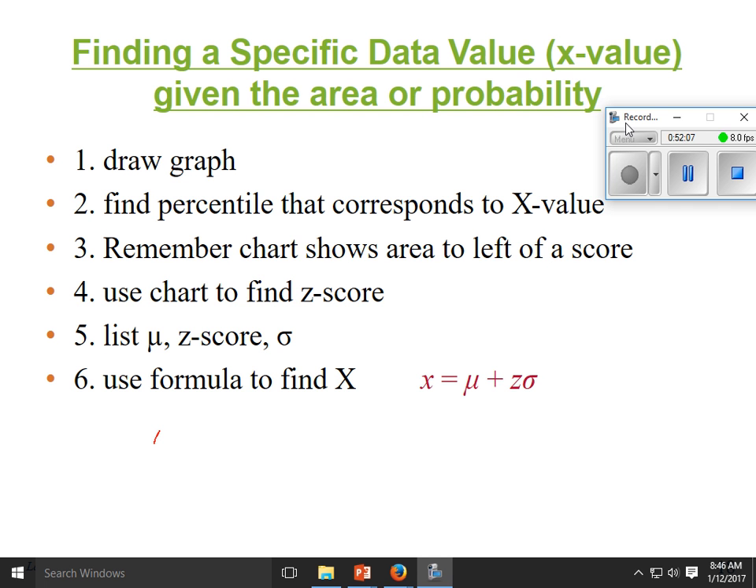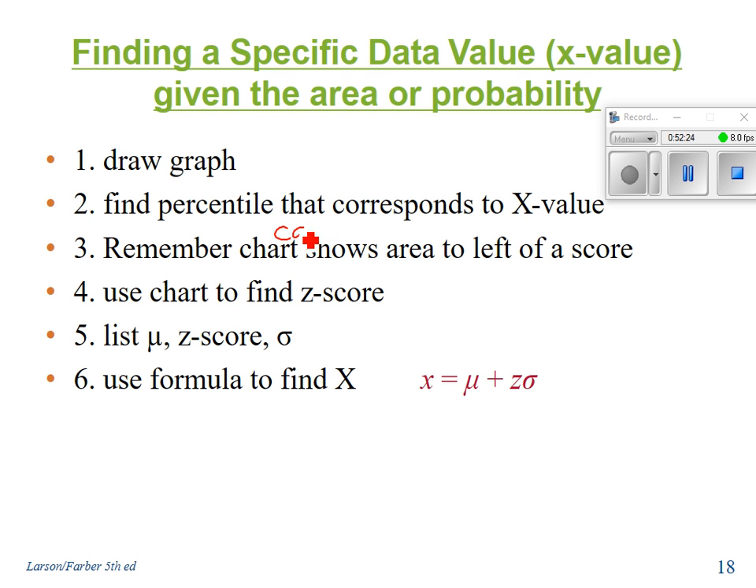Find the percentile that corresponds to the X value. In other words, just find the area. If you're going to use the chart, that's fine. If you use a calculator, you could put calculator here. But if you're using the chart, remember that the chart shows whatever's to the left. If you want what's to the right, then you've got to subtract from 100.